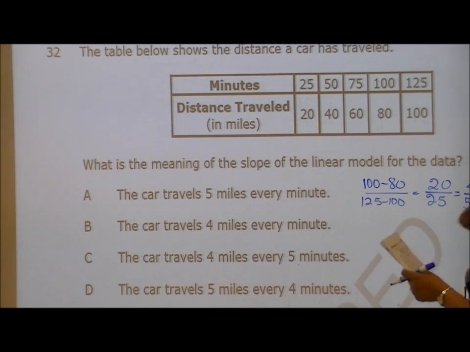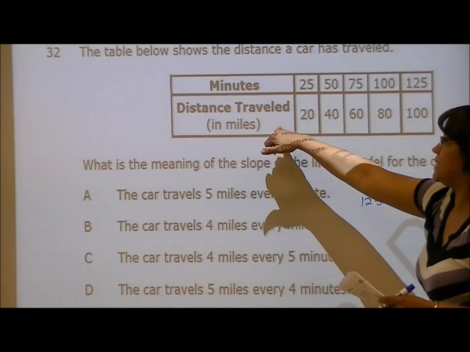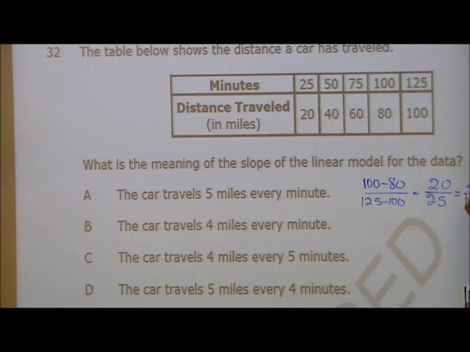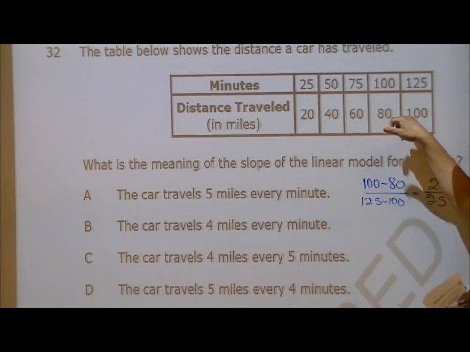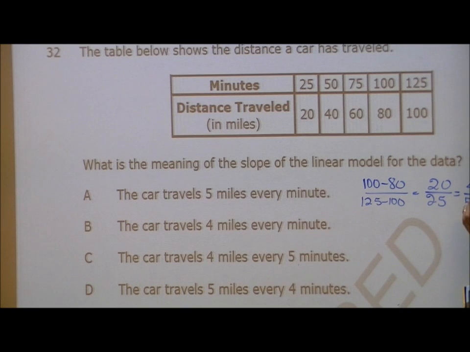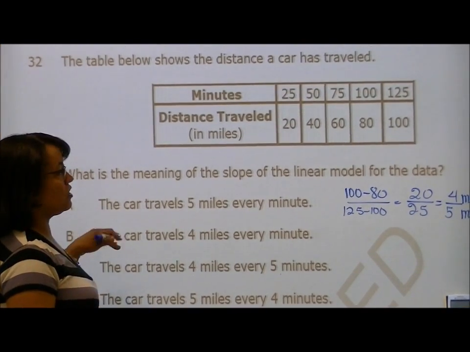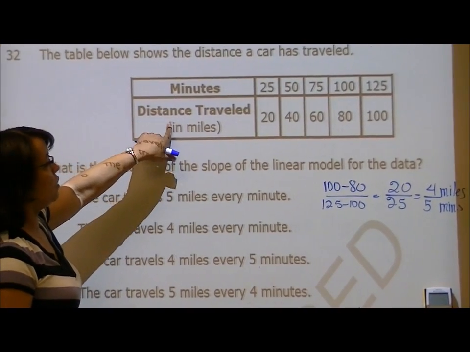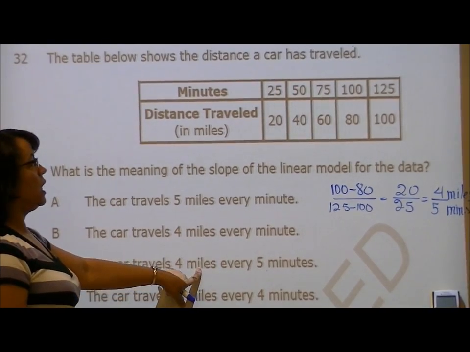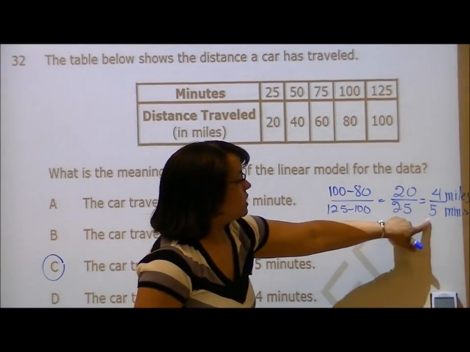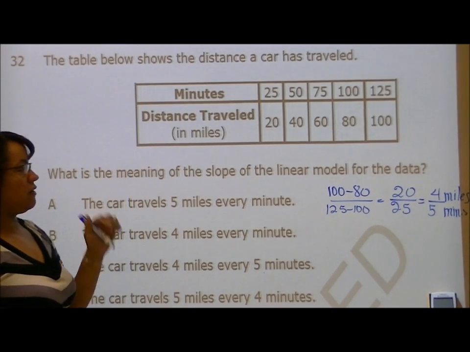So that means, since your y is in miles, this is going to be 4 miles, because your y is your numerator, your rise, and your denominator is minutes. So you have 4 miles every 5 minutes. That's got to be letter C. The car travels 4 miles every 5 minutes. So if you want to figure out the units, look at the units here. I know I put that in my numerator, so my miles have to be first right here. And I know I put this part in my denominator, so my minutes will be in my denominator.